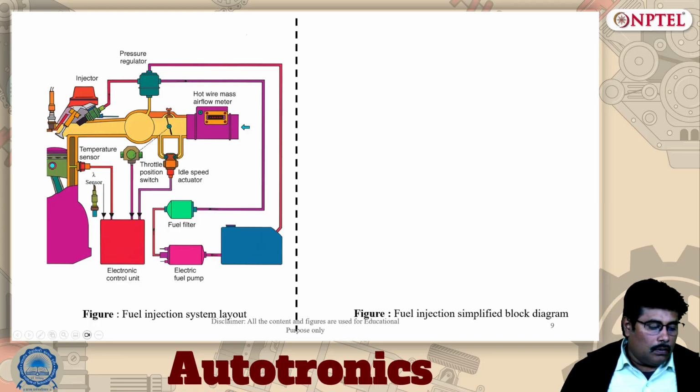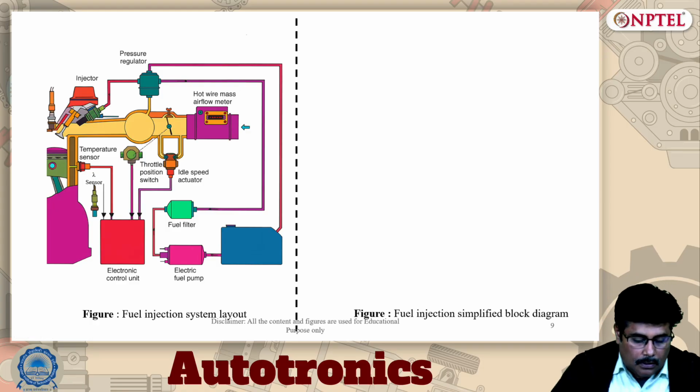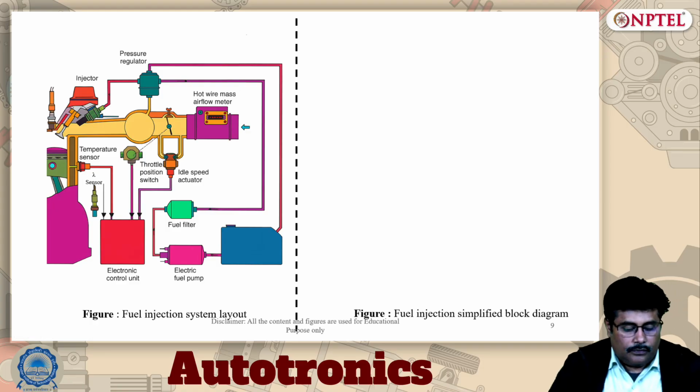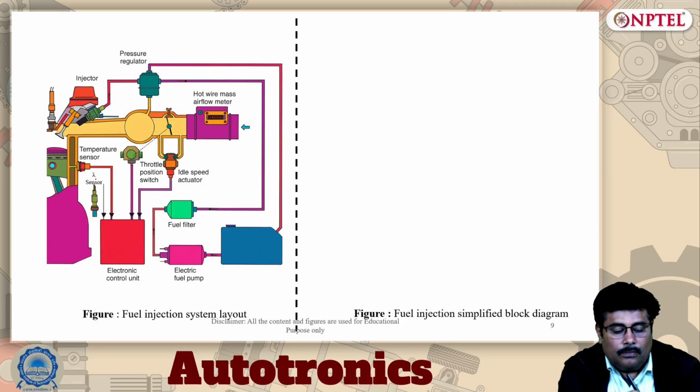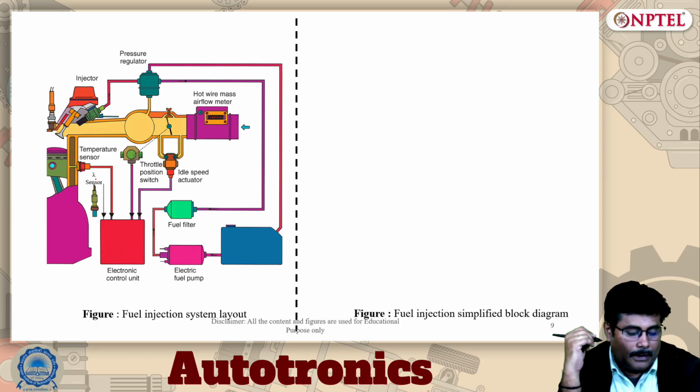Now, this is the overall fuel injection system layout. In this layout, we have an electrical pump connected with the fuel filter. Then there is a hot wire mass airflow meter, a pressure regulator, an injector, followed by a temperature sensor and another sensor. We have an electronic control unit and a throttle position switch in place.